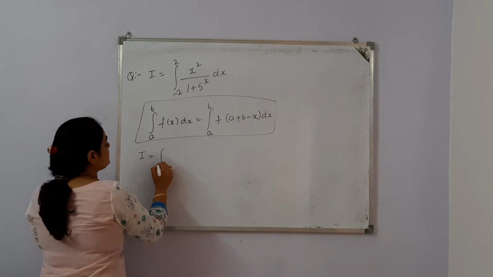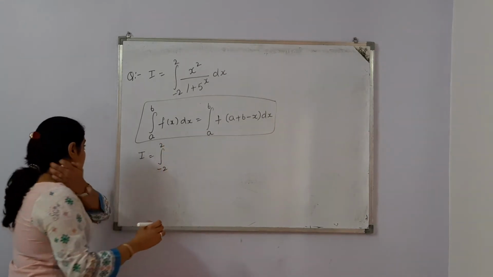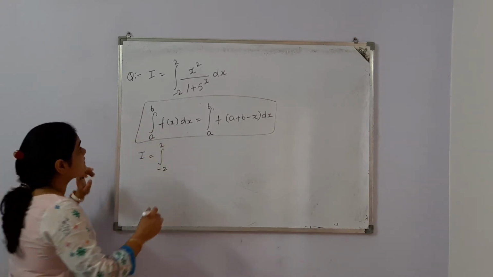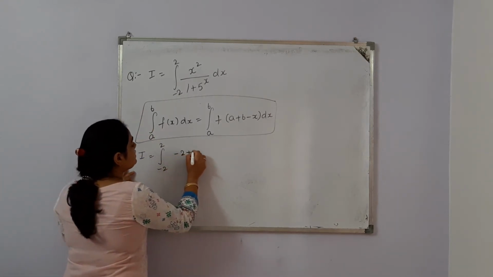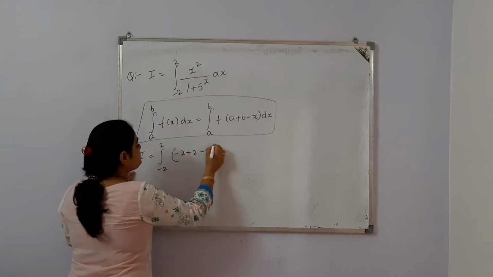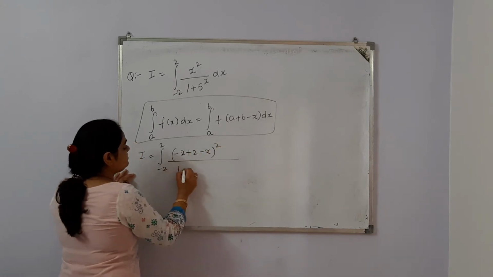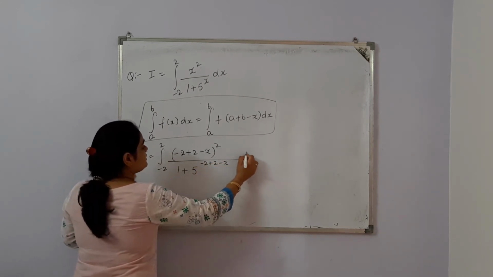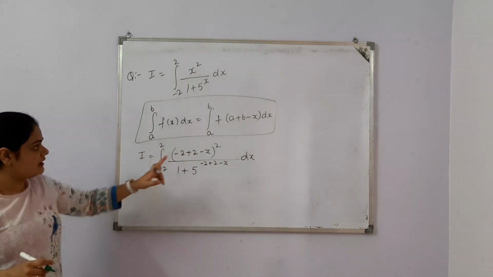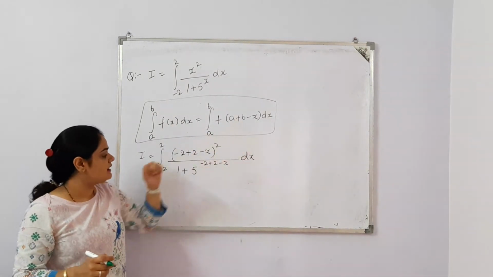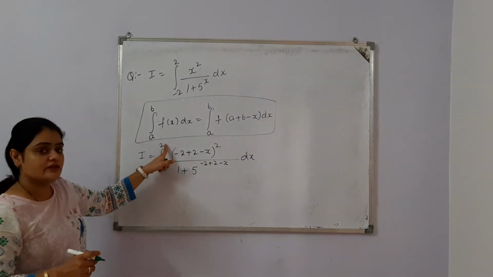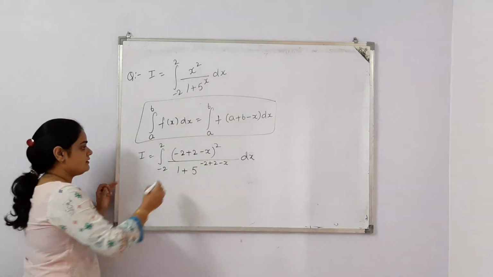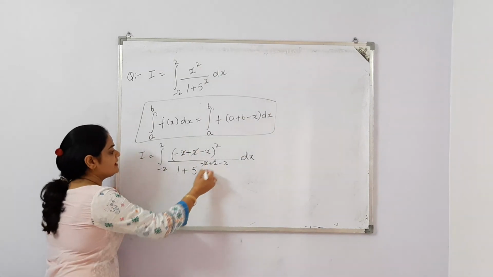I is equals to integral from minus 2 to 2. Now in place of x we are going to change the function. It is minus 2 plus 2 minus x whole square, 1 plus 5 raised to power minus 2 plus 2 minus x dx. So in place of x, what I did, a plus b minus x. What is a? Minus 2. What is b? 2. A plus b minus x. So 2 will cancel out with 2, 2 will cancel out with 2.